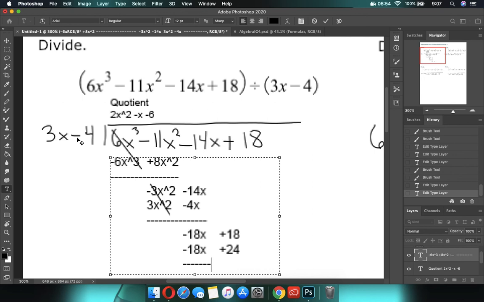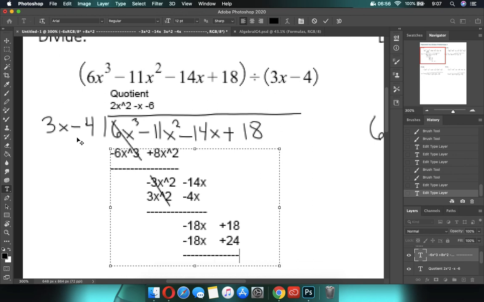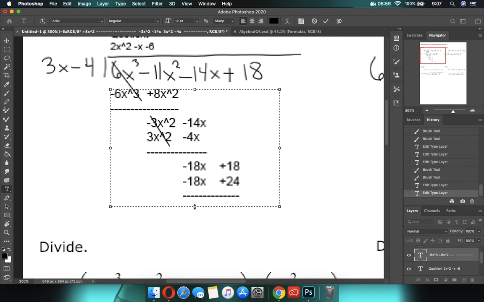And I did not give myself enough room. There we go. Computer, lag later.